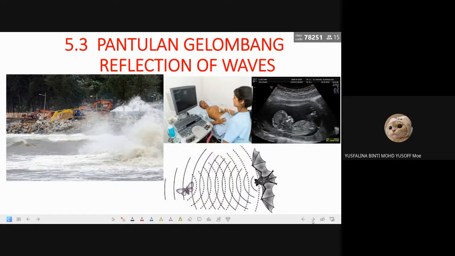Okay, so there are 4 actually phenomena of wave. So the first one we already learned. No, we didn't learn. This is the first one. Okay, so the first one is the reflection of wave. The second one is the refraction of wave. The third one is the diffraction of wave, and the last one is the interference. Okay, so we look at the first one, the reflection of wave.